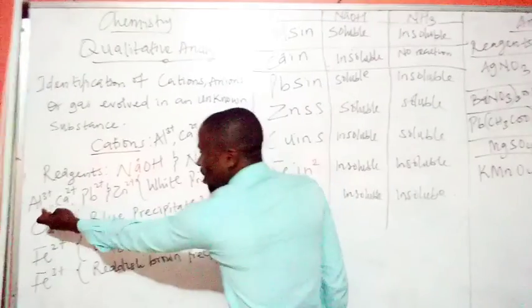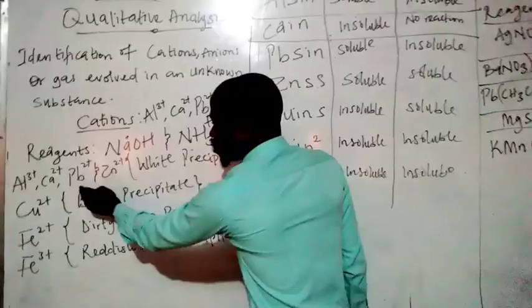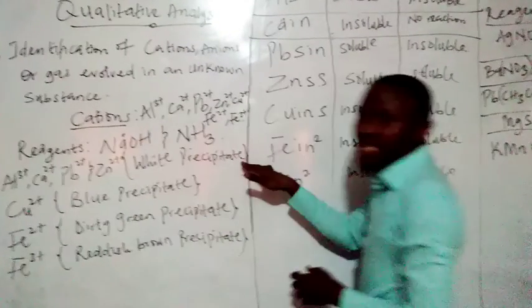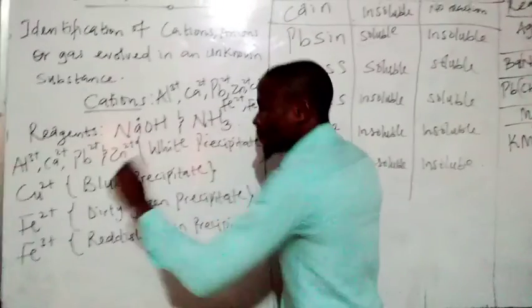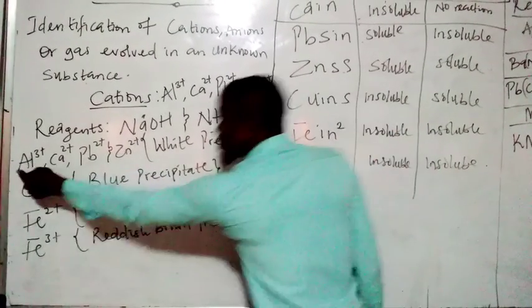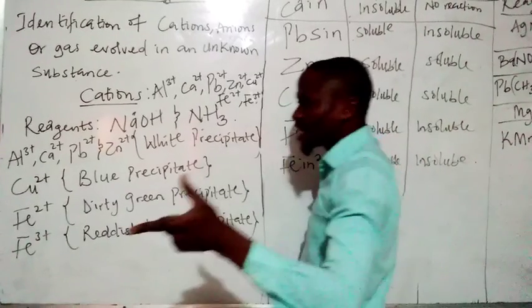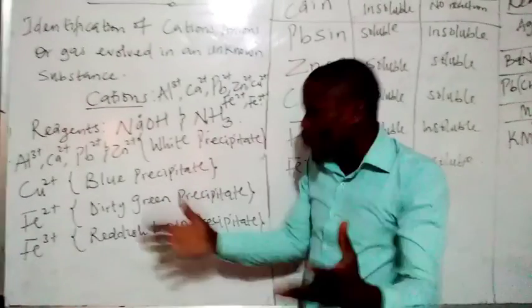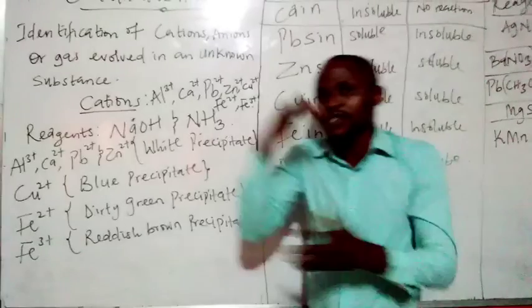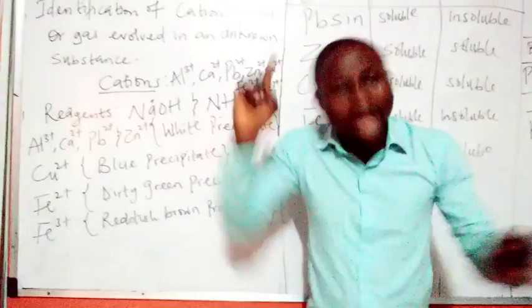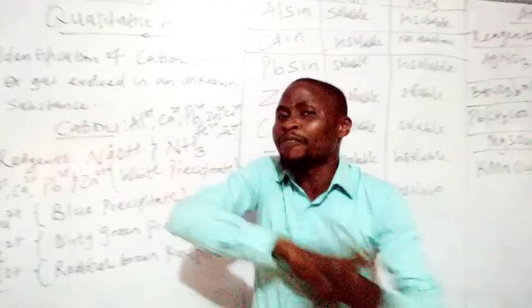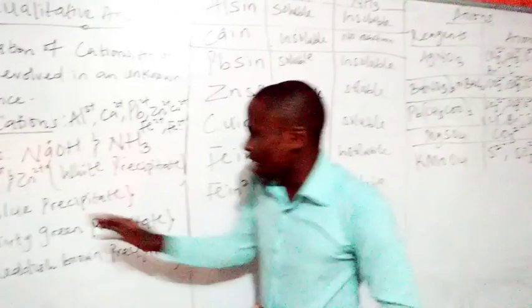I've just listed the cations: aluminium 3 ion, calcium 2 ion, lead 2 ion, and zinc 2 ion. All these are white precipitate, excluding aluminium and zinc that are white gelatinous precipitate. All of them are white precipitate, but the first and the last one here are white gelatinous precipitate. Copper 2 ion is a blue precipitate, whenever you are using sodium hydroxide or ammonia as a precipitating agent. In some other questions you may be asked to give examples of precipitating agents. Sodium hydroxide is one of them, ammonia is one of them, and even for anions we have barium chloride, barium nitrate, and so on and so forth.